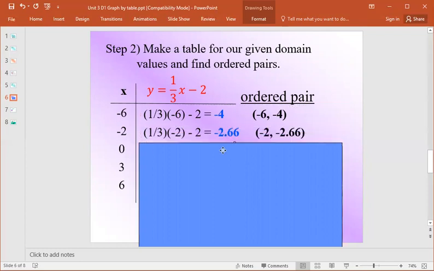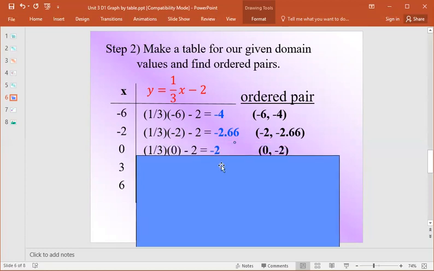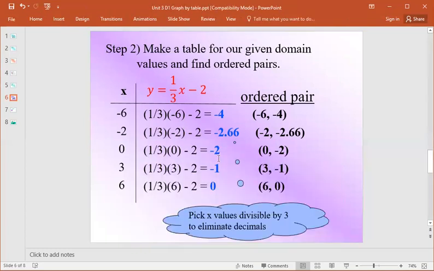So once again, we will plug in -2 this time in for x. 1/3 times quantity of -2 minus 2 is -2.66. This time it's not a whole number or a finite decimal. So our ordered pair is -2 and -2.66. You could round to one decimal place if you wanted. And then we just repeat this process all the way down.